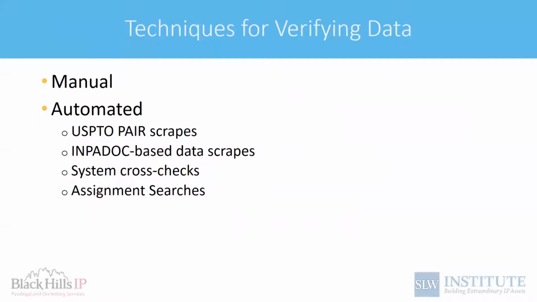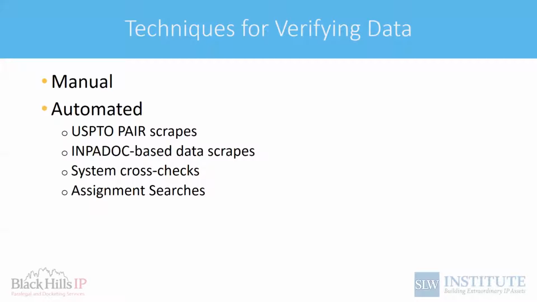So for a larger portfolio, it's most efficient if you can use automation to electronically compare your data against an independent data source. That data source could be PAIR, it could be InPDOC, it could be another docketing system, it could even be something like a public assignment records database. There's a number of companies that have technology to extract data from public databases like PAIR and InPDOC, and that's what I'm talking about when I talk about scraping data.